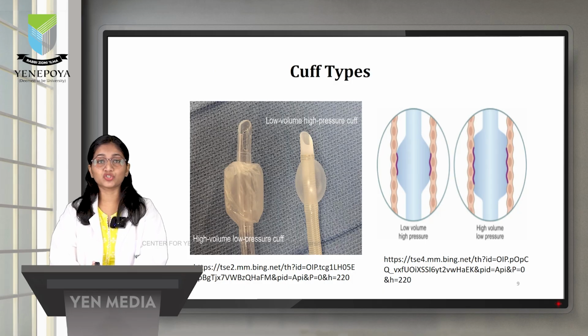So this is the image showing the different types of cuff. The first image, as you can see, the high volume low pressure cuff is in the shape of the trachea, whereas the low volume high pressure cuff is in the circular shape. The second image shows how the cuff looks once it is inserted and inflated in the trachea.